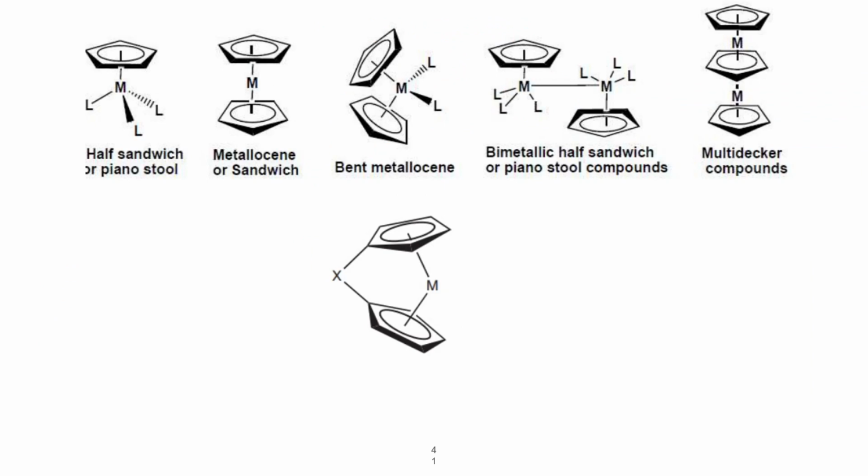So these are the different kinds of sandwich molecules that we have come across in this course. This is the half sandwich, or piano stool. On one side it has the cyclopentadienyl ring, and on the other side there is no aromatic ring, only some other ligands are present. That's why they are called half sandwich molecules.